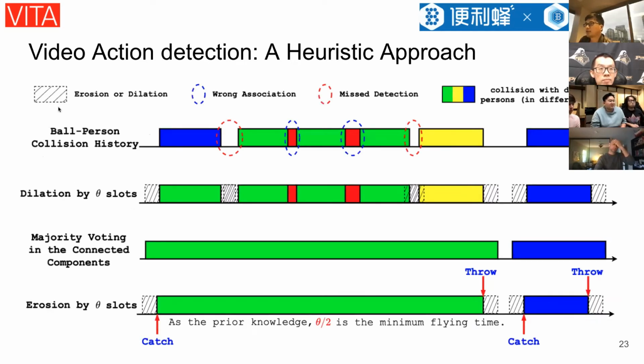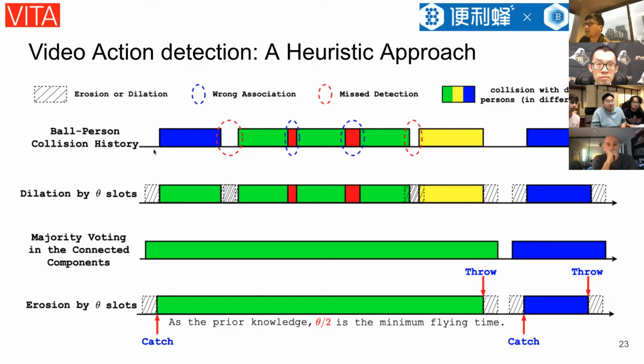So let's look at these symbols. The first means erosion or dilation, and the blue one means wrong association. The red one means misdetection, and those rectangles mean collisions with different persons. We use different colors to represent collisions with different persons. So the first subfigure is a ball-person collision history. The arrow is the time span.